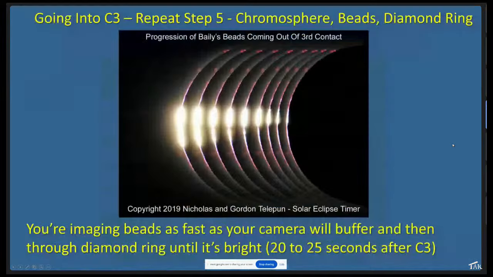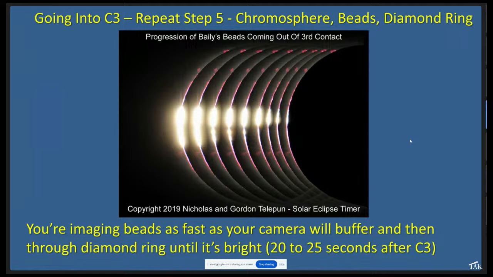And then at C3, you're just doing the same thing that you did at C2. You've set your shutter speed to the fast speed. About 10 seconds before C3, you start taking pictures as fast as your camera will buffer. You're looking at the eclipse in the sky as it's happening. You're not looking at your camera. You're just clicking your shutter. You're worried about what you got later. You take pictures for about 20 seconds after C3, and then you stop and you put your solar filter back on and you're ready for the partial phases.